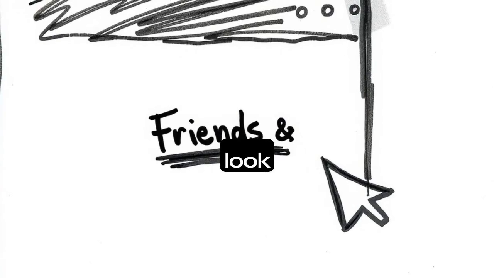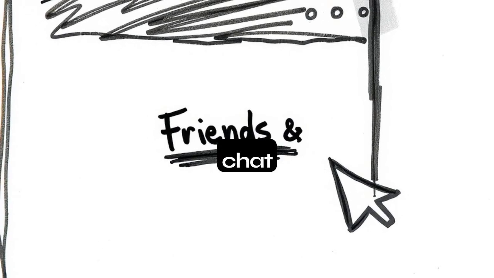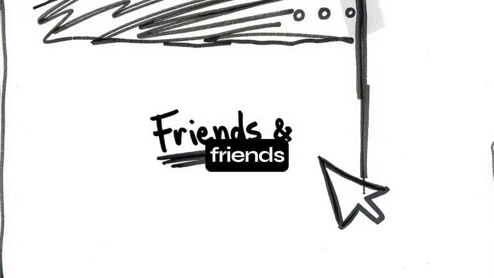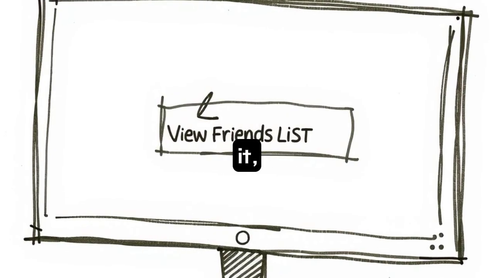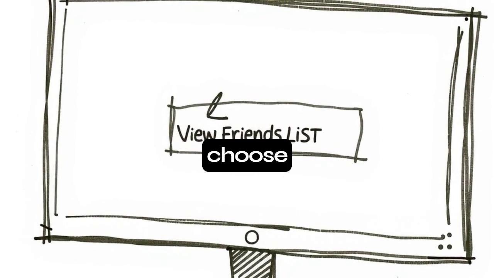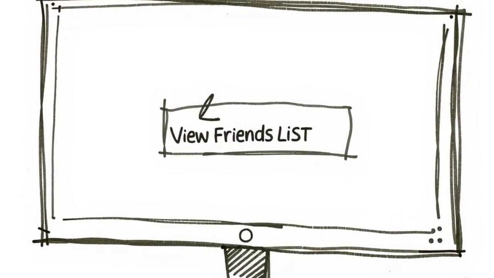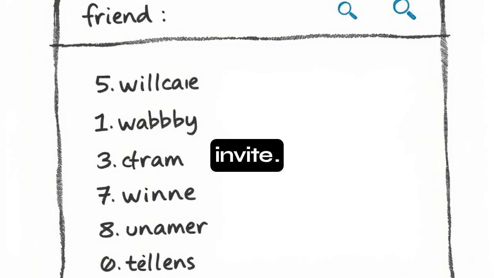On desktop, look at the bottom right of Steam for your friends and chat panel, then click it to open your friends list. If you don't see it, click the Friends menu at the top and choose View Friends List instead. Now, find the friend you want to invite.